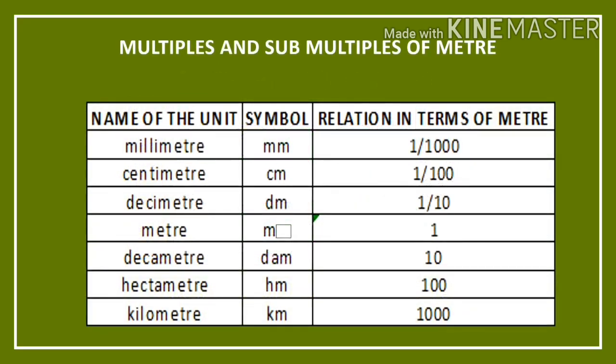Some commonly used multiples and submultiples of meter are: 1 millimeter is equal to 1 by 1000 meter, 1 centimeter is equal to 1 by 100 meter, 1 decimeter is equal to 1 by 10 meter, 1 decameter is equal to 10 meter, 1 hectometer is equal to 100 meter, and 1 kilometer is equal to 1000 meter.